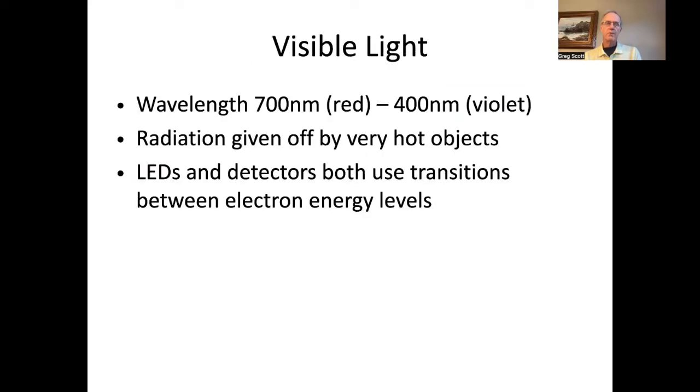Continuing on down, we get to visible light. This wavelength is in the nanometer range, 10 to the minus 9 meters, anywhere from 700 to 400 nanometers. So this is a radiation given off by very hot objects. There are also instruments like LEDs and detectors that use these transitions between electron energy levels. I'll show that in a moment.